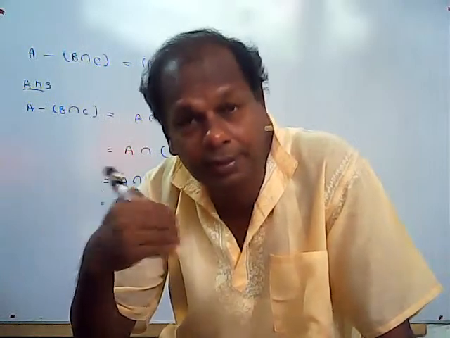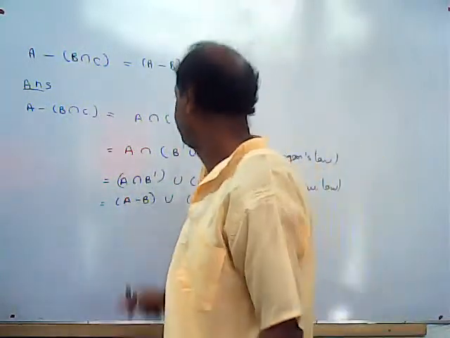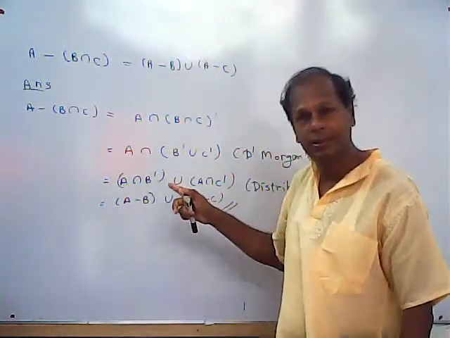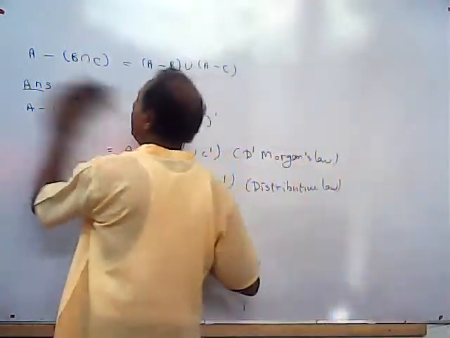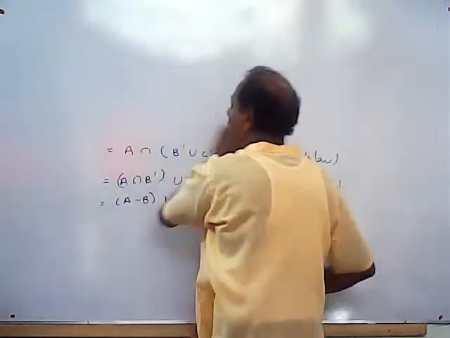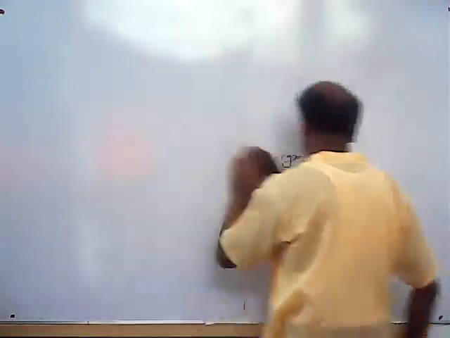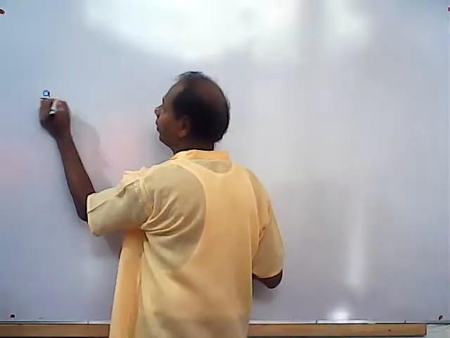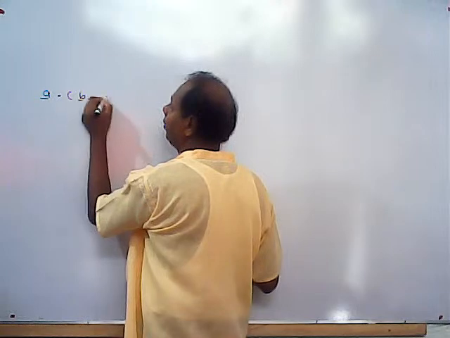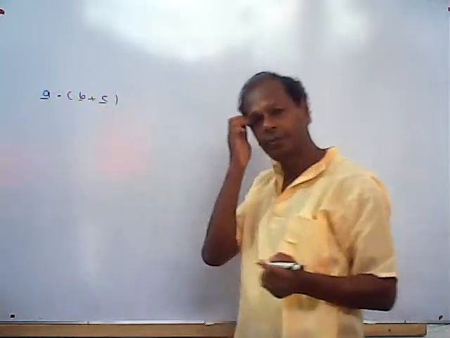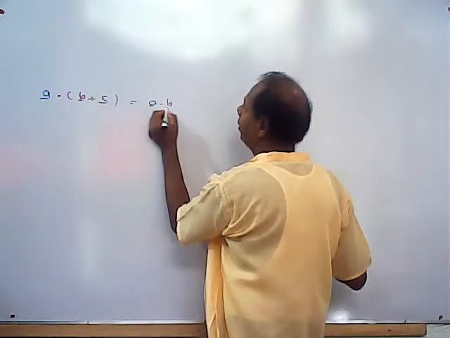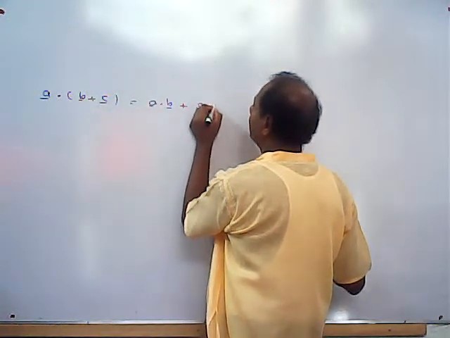Even in vectors, apparently different, but the same rule, right? So this is how the distributive law appears in set theory. So if you go to vectors, say A dot B plus C, the dot product and some addition of two vectors. So it will appear as A dot B plus A dot C.